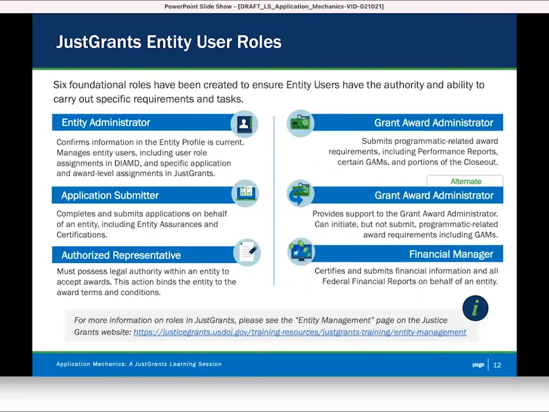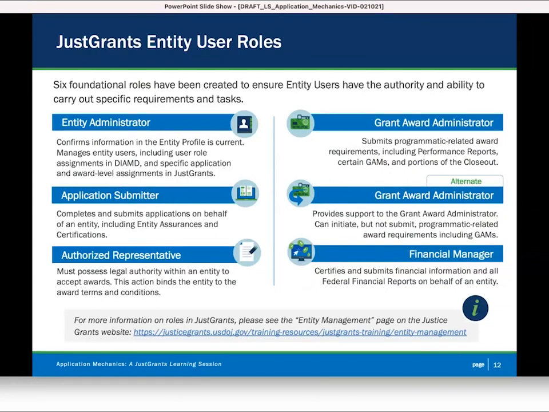At this point, you should have identified your authorized users for JustGrants. Think about who will be working on your grants currently or in the future. Here is a list of those roles, as of now, that are available for you to assign to your users. Keep in mind that users can be assigned multiple roles. Once you have your list, you will go into Diamond through JustGrants and add each person and assign their roles.